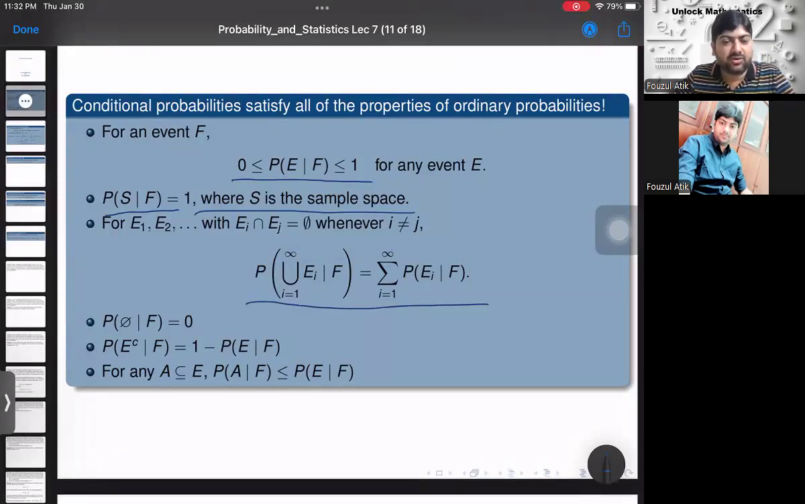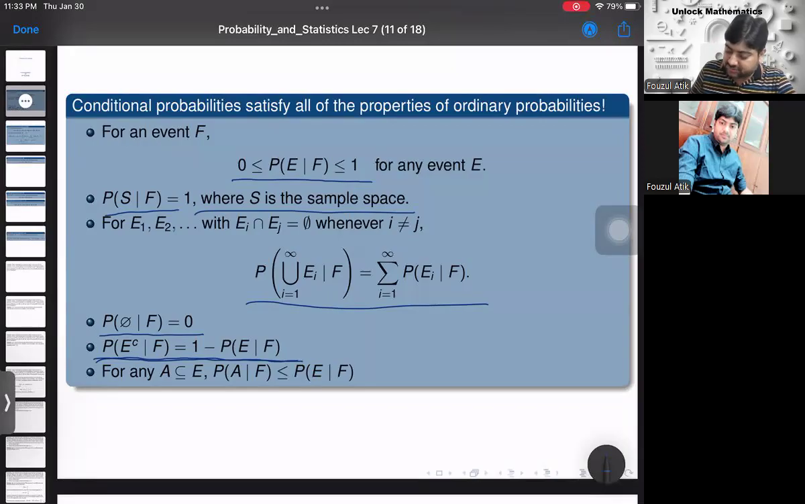So the probability of the union of A_i for i equal to 1 to infinity given F is the summation of i equal to 1 to infinity of P of E_i given F. Again, the probability of the null event given another event F has already happened is 0. The probability of the event E complement given that F has happened is 1 minus P of E given F. So this is a very important one. We will use it in several places.